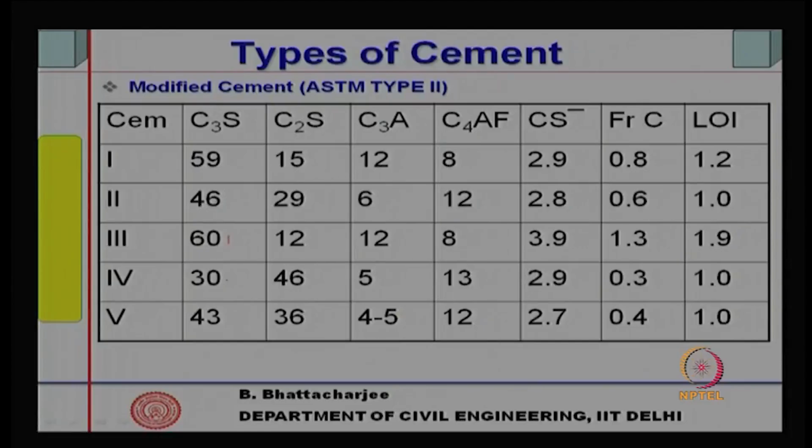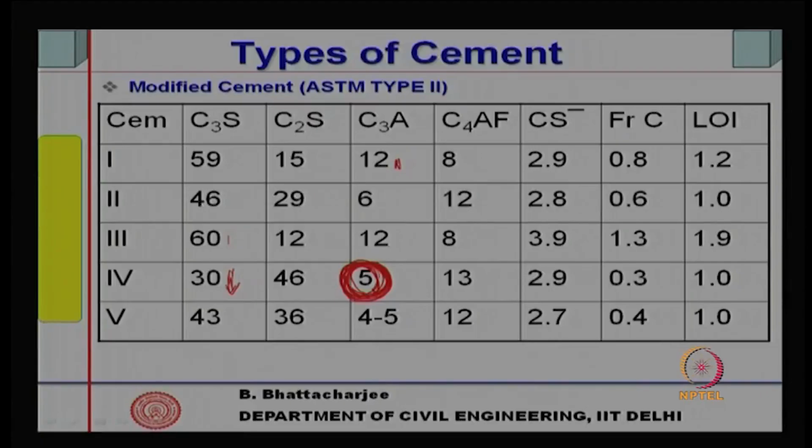Now, next we can go to type 4, which is low heat cement. Now, what gives the maximum heat of hydration? The maximum heat of hydration comes from C3A. So, therefore, you can see the reduction here. Maximum heat of hydration is here, therefore, this is reduced.